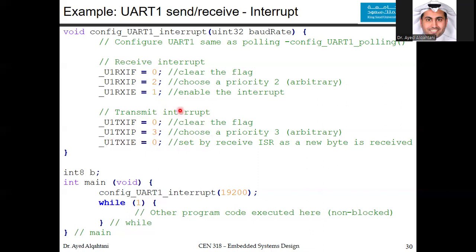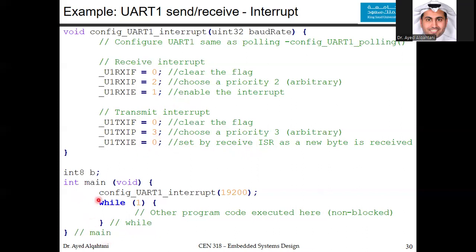We don't enable the transmit in our case here in this simple program. We will only enable it if we receive something. So we need to enable this one. It's actually set by the receiver interrupt service routine. When you receive something, this one will be set and then you can transmit.